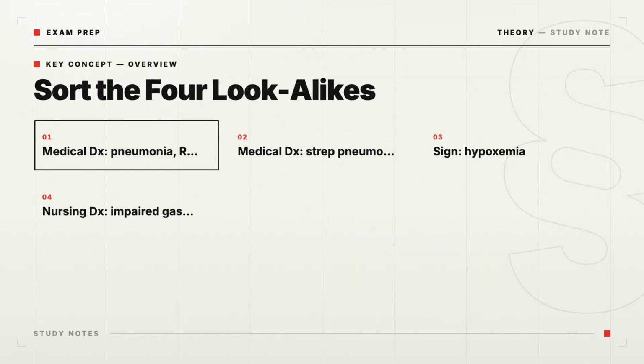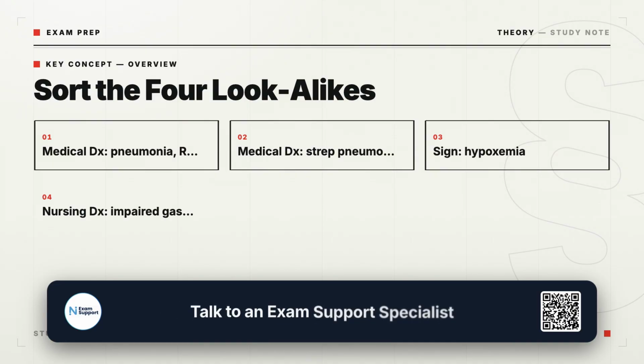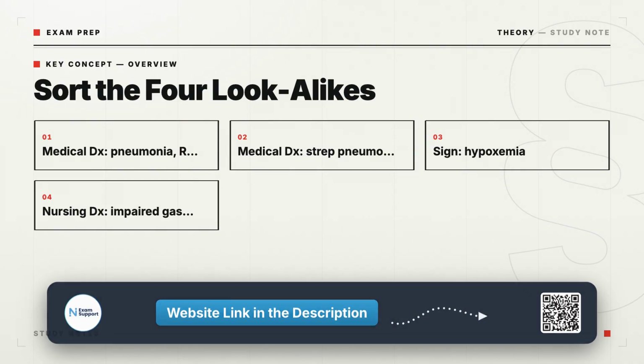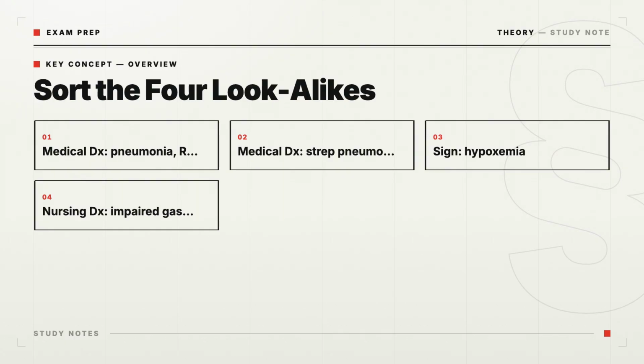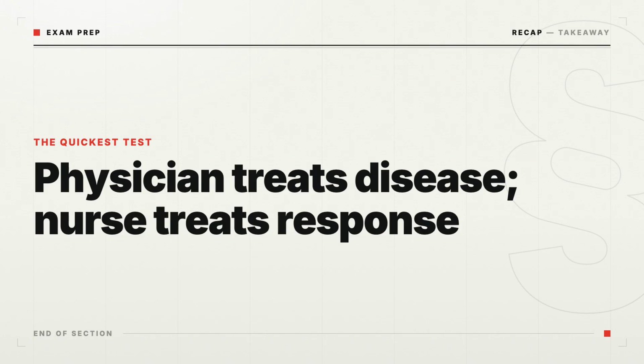Exam writers test whether you can sort four lookalikes about the same patient: community-acquired pneumonia and streptococcal pneumonia with consolidation are medical diagnoses. Hypoxemia is just a sign, an objective measurement. Only impaired gas exchange paired with a nurse-addressable cause is the true nursing diagnosis. The etiology matters because it aims the intervention, so tie the response to the mechanism, not the disease name itself. Ask who treats it and how. A physician with drugs or surgery means medical. A nurse with positioning and monitoring means nursing.